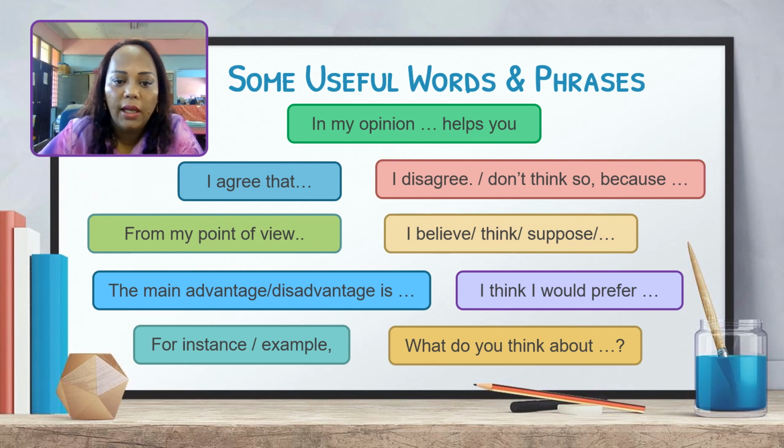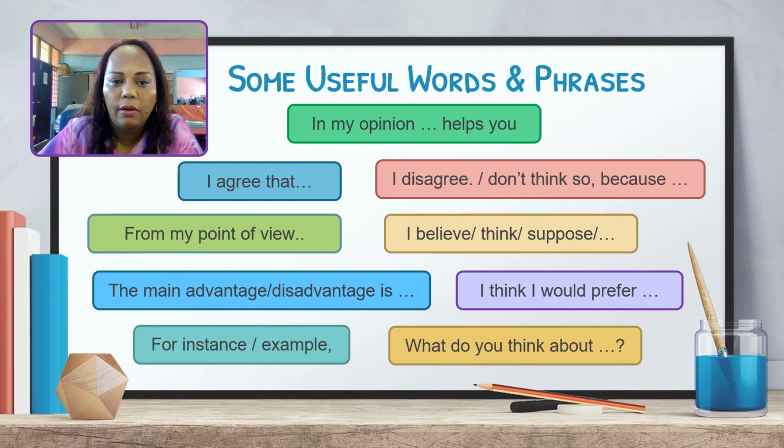There are many more. And of course, when your friend is presenting, after that you can say something to comment on what is being said. I agree with you. I don't think so. I think I would prefer. So you go on with your point. So there is some interaction going on. It's not that you are talking, then your friend is talking. It's not robotic. It's a conversation. So please take note of that.